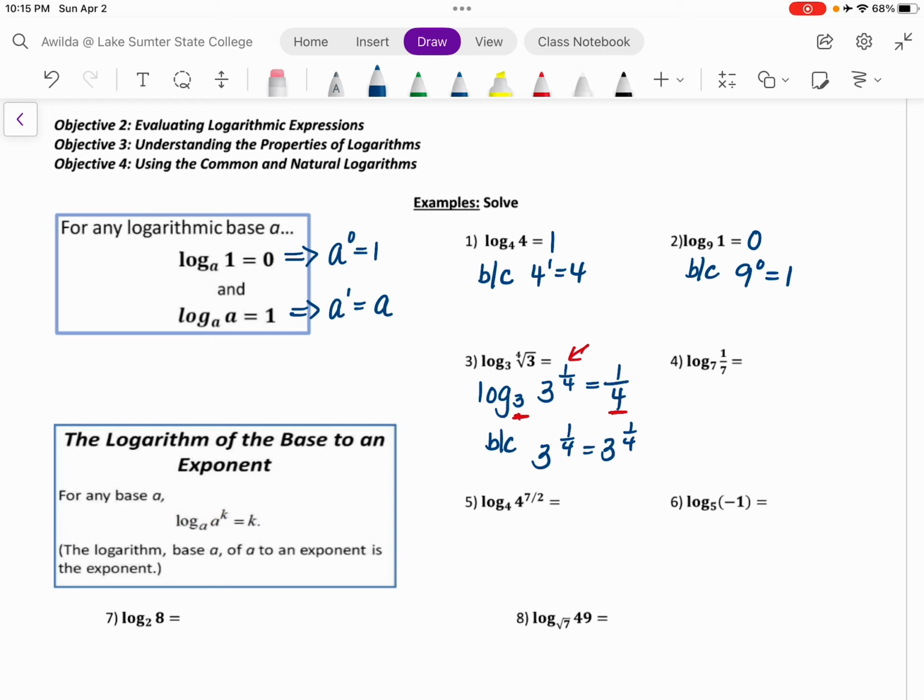Logarithm base 7 of 1 over 7 will be -1. This is true because 7 to the -1 power is equal to 1/7. Logarithm base 4 of 4 to the 7/2 power will be 7/2. I think you're getting the gist of it now, or hopefully you are. This is because 4 to the 7/2 power is equal to 4 to the 7/2 power. Again, we have base, exponent, result.